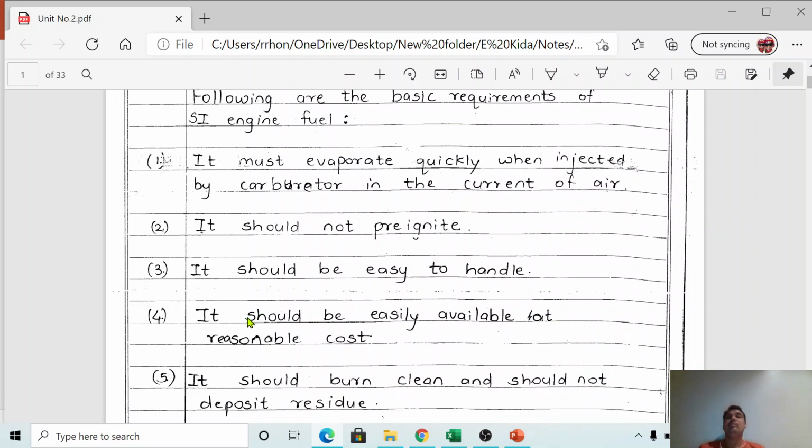The fourth one: it should be easily available at reasonable cost. Right now I don't know whether it is at reasonable cost or not, but this is one of the requirements: it should be easily available at reasonable cost. If you compare this with the cost of gold, one liter of petrol is near about 100 rupees per liter right now in our Indian market, and 10 grams of gold costs near about 50,000.